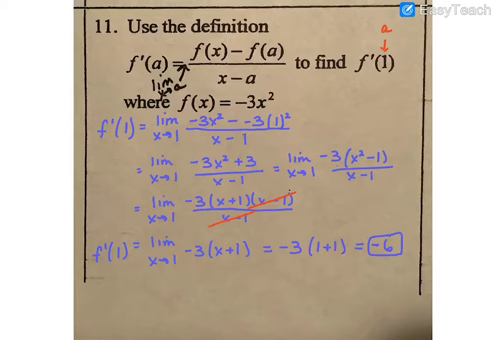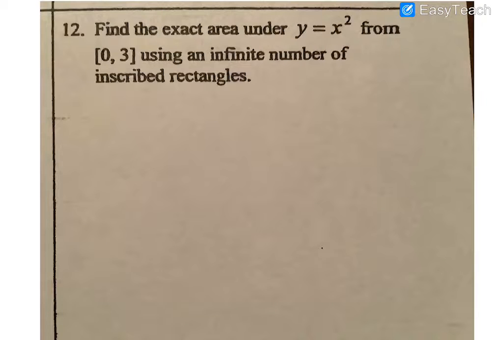Okay. That now takes us to number 12. Number 12 asks us to find the exact area under y equals x squared from 0 to 3 using an infinite number of inscribed rectangles.